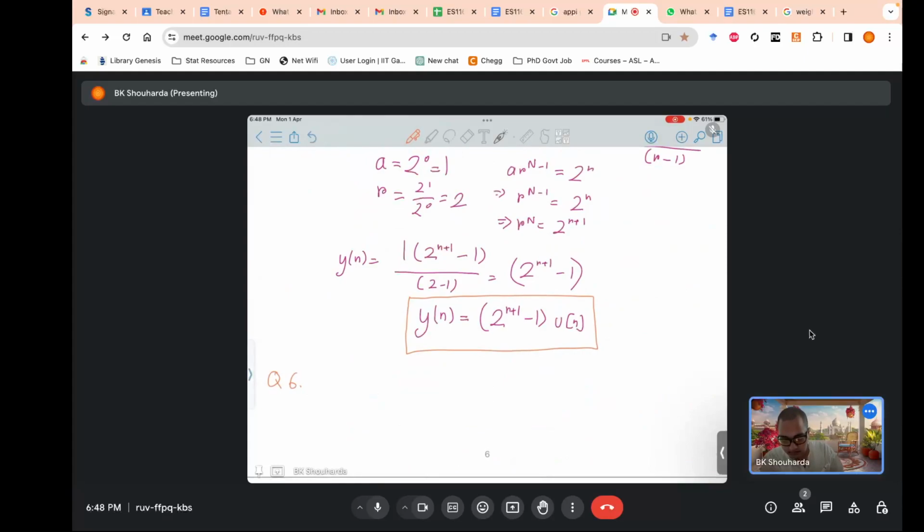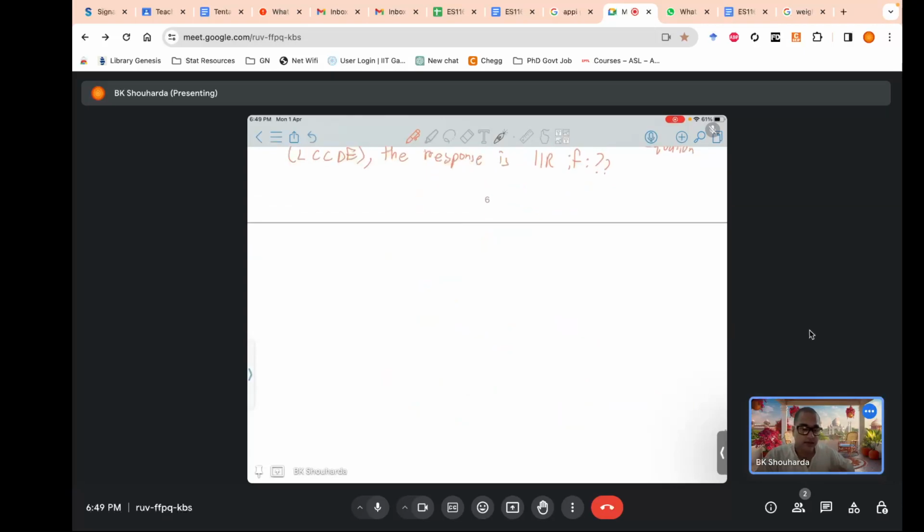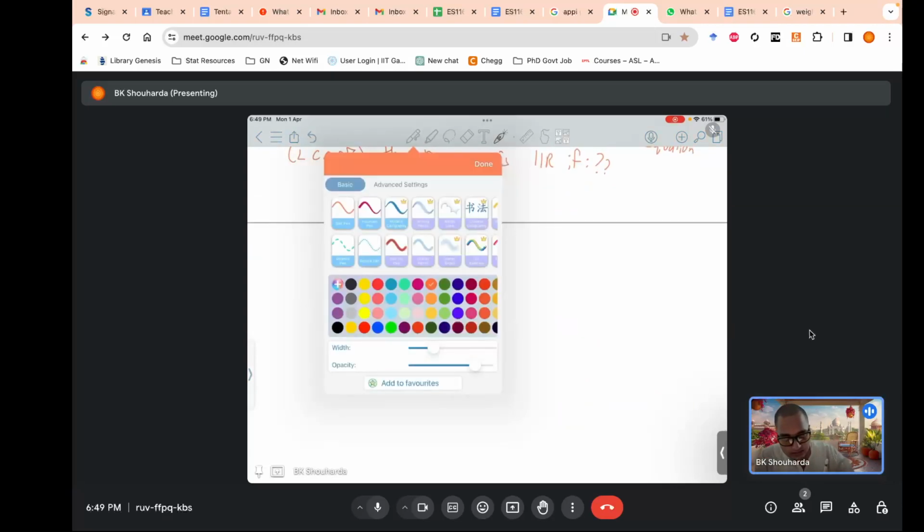Question number 6 states that for a linear constant coefficient difference equation, so called LCCDE, the response is IIR if... okay, we'll not discuss this in a question-answer way, I'll rather do it in a different way. So for any general system, what is this LCCDE?